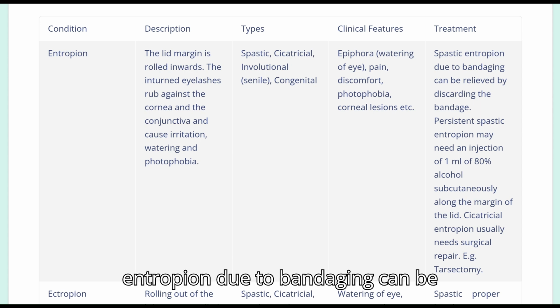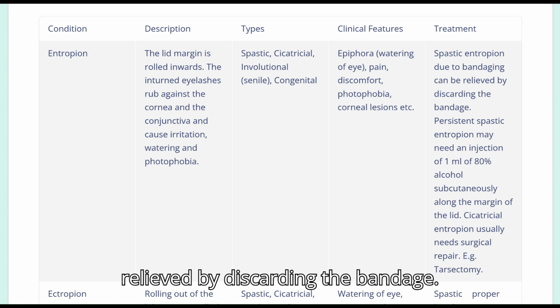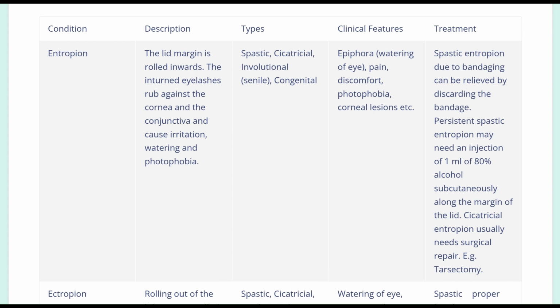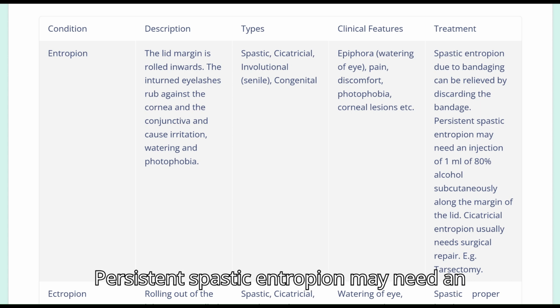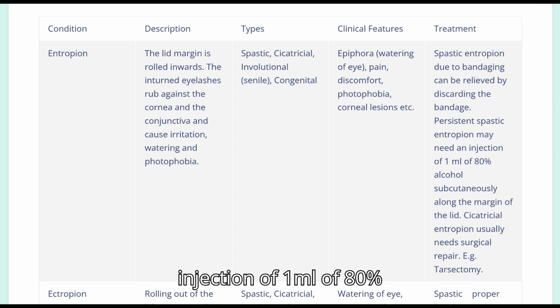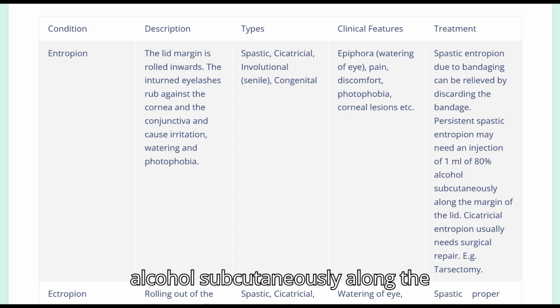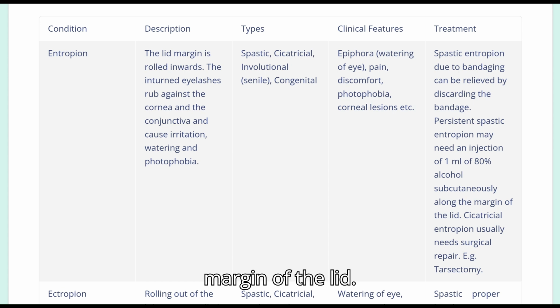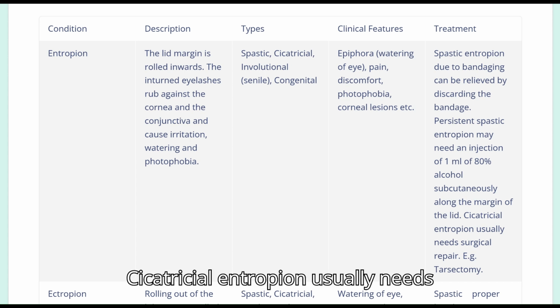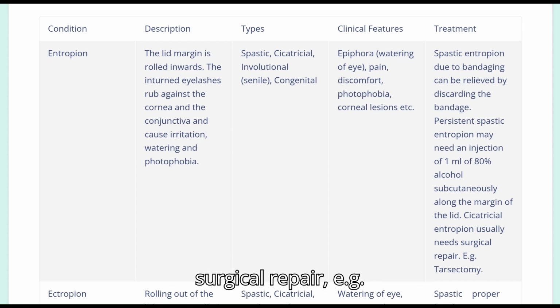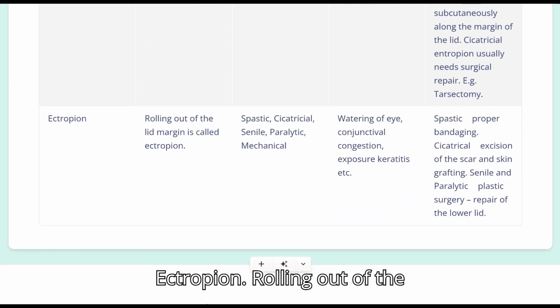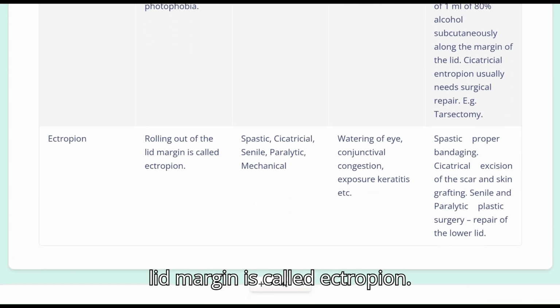Spastic entropion due to bandaging can be relieved by discarding the bandage. Persistent spastic entropion may need an injection of 1 ml of 80% alcohol subcutaneously along the margin of the lid. Cicatricial entropion usually needs surgical repair, e.g. tarsectomy. Ectropion. Rolling out of the lid margin is called ectropion.